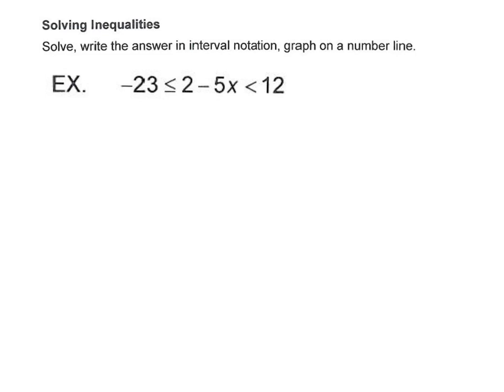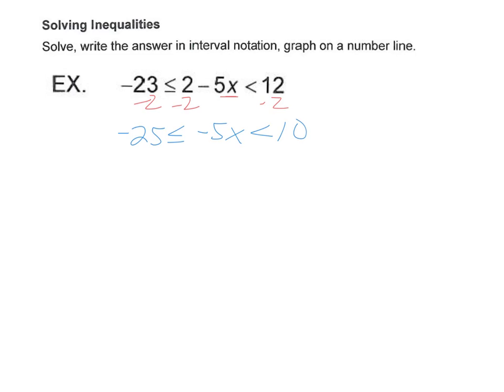So we want to solve this inequality, write the answer in interval notation, and graph on a number line. And I want to get the x by itself. We want to get rid of the 2 and the -5. So first we get rid of the 2, we subtract 2. And since this is a double inequality, we want to subtract 2 from the far left and from the far right. So now we have -25 less than or equal to -5x less than 10.